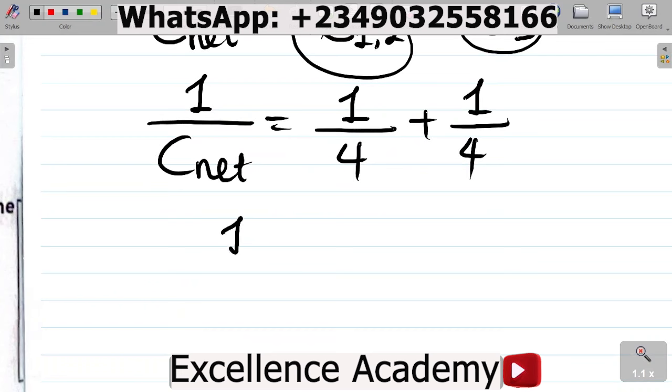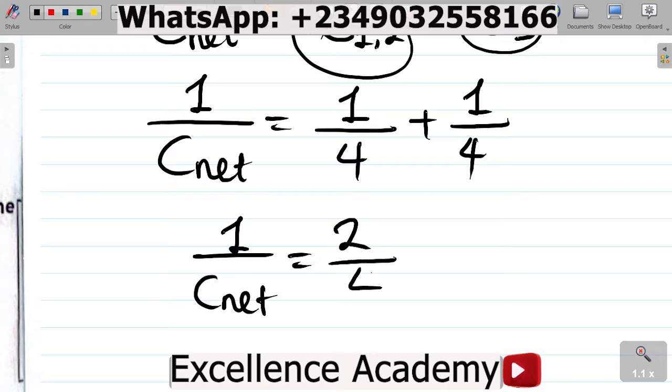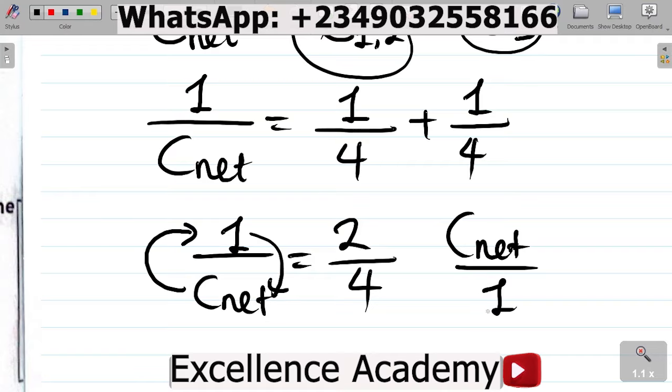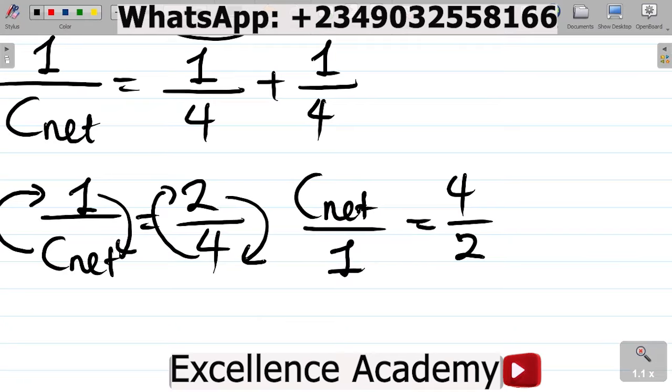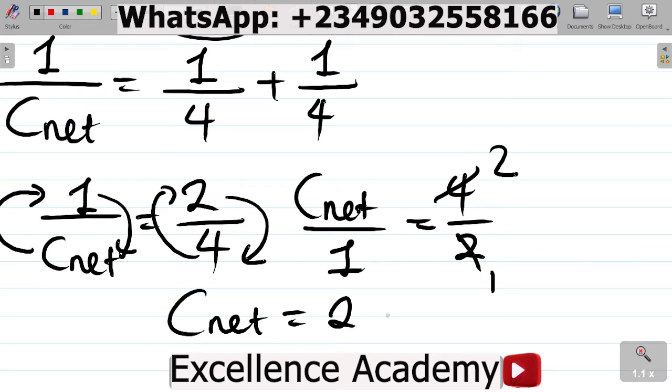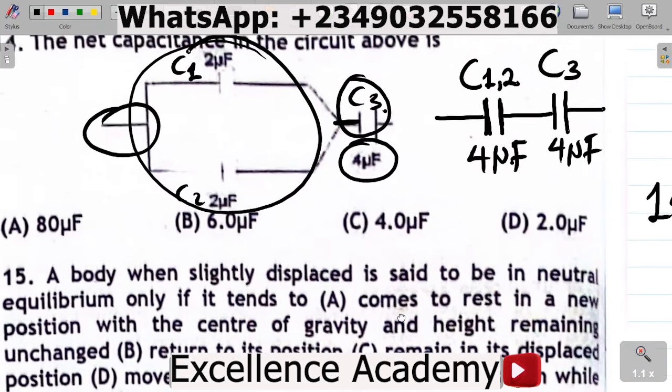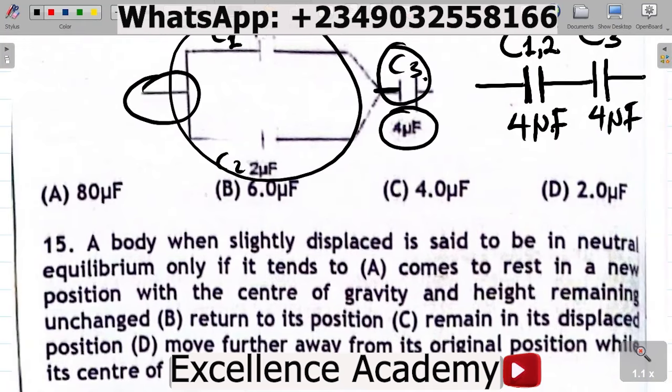From here, I have 1 all over C net is equal to, if you sum this, 1 over 4 plus 1 over 4 gives you 2 over 4. So you take inverse. This one goes up, this comes down, becomes C net all over 1 is equal to, this goes up, 2 goes down. That becomes 4 over 2. So work on this from here, 2 here 1, 2 here 2. So the net capacitance is equal to 2 microfarad. The answer there is 2 microfarad. That's option D.